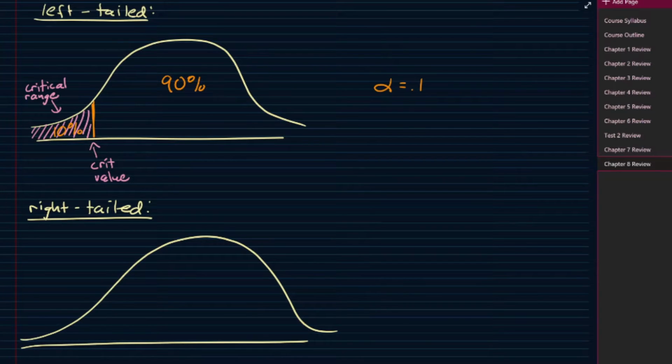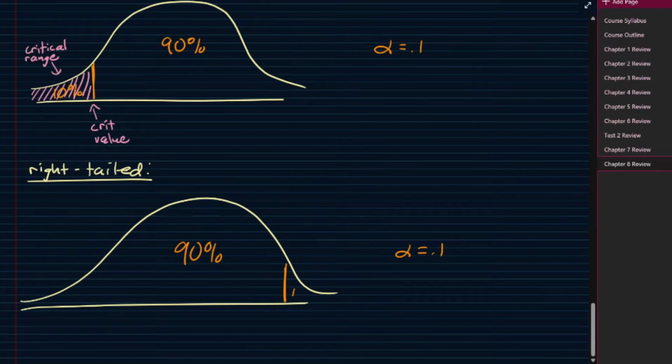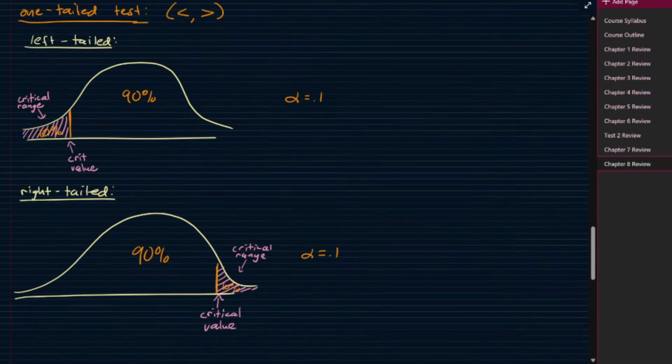So for a right-tailed test, if our alpha is 0.1, this would be 90% of the data, and this would be 10% of the data again. And so this would be our critical value. Whatever value is represented is the cutoff essentially of the top 10%. And then, of course, this would be the critical range. And so this is what it's going to look like when it's a one-tailed test.